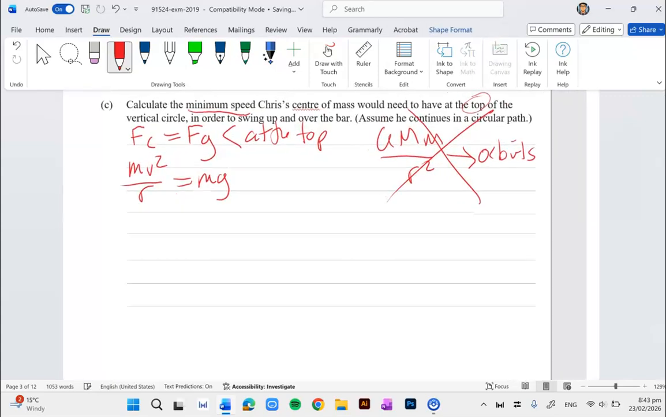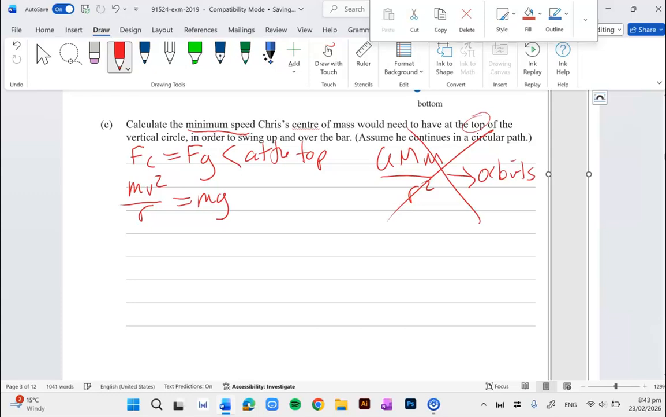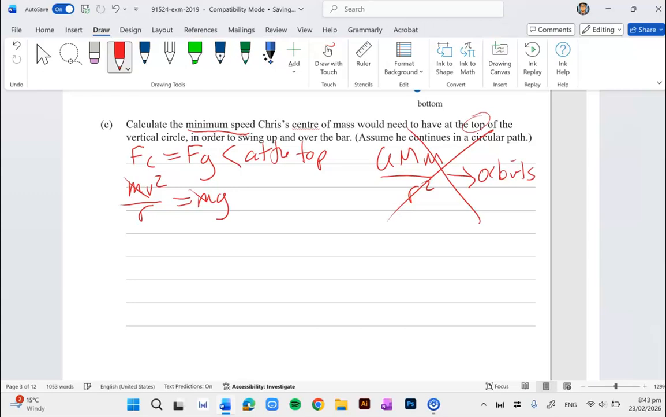So we have to rearrange for the velocity, so we're going to just do some simple algebra. We're going to cancel, v squared over r equals g. I'm going to bring r to the other side, so we're going to multiply by r. So v squared equals gr. So v equals the square root of gr.